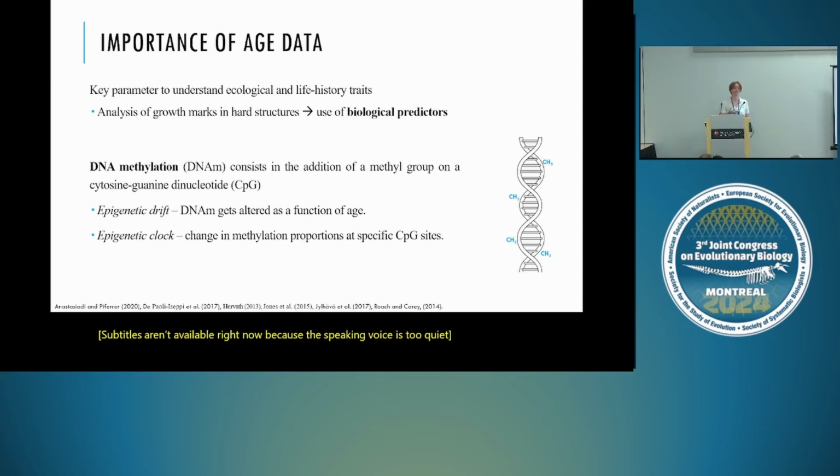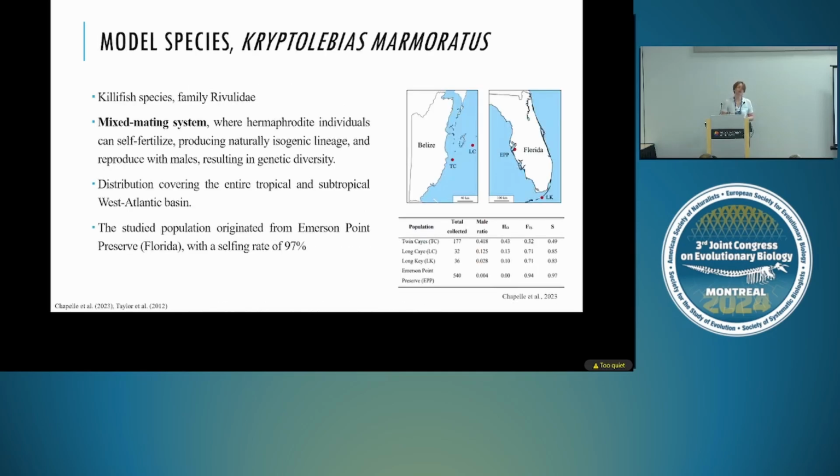CpG. Along with the epigenetic drift, where DNA methylation gets altered as a function of time, we also observe the epigenetic clock, which is change in DNA methylation that is correlated with age at specific CpG sites. And that's what I'm interested in here. I'm developing that epigenetic clock on my model species, Kryptolebias marmoratus, the mangrove rivulus.